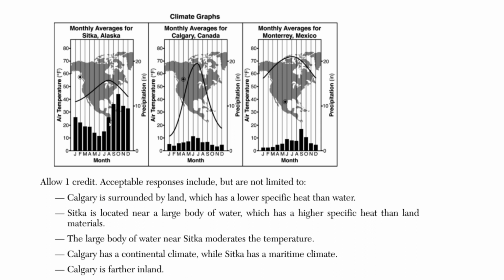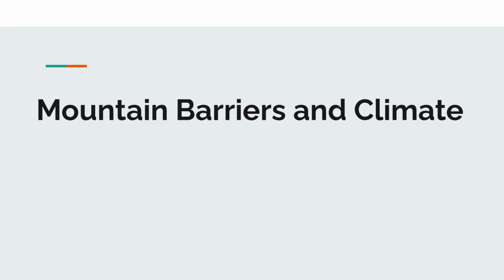You could also say Sitka is near a large body of water and has a higher specific heat than land materials. You could say the large body of water near Sitka moderates the temperature. You could say Calgary has a continental climate while Sitka has a maritime climate. You could also say Calgary is further inland. That's why the temperature is drastically changing. In the next video, we'll talk about mountain barriers and how they relate to climate.